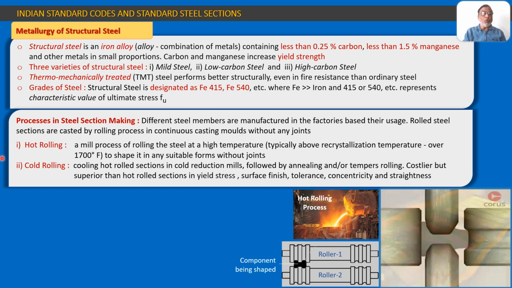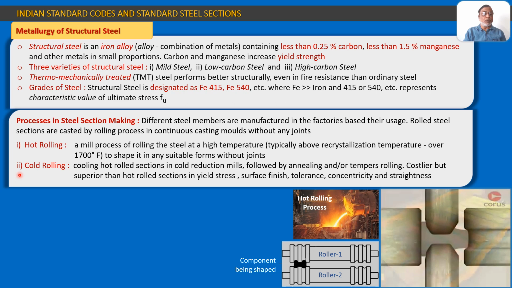Now there are two processes of rolling which are carried out in the factories while making the rolled steel sections. The first is called hot rolling. So hot rolling is a mill process of rolling the steel at a high temperature, typically at a temperature above the recrystallization temperature, which is over 1700 degrees Fahrenheit. At this high temperature, we can shape the steel in any suitable form without joints.